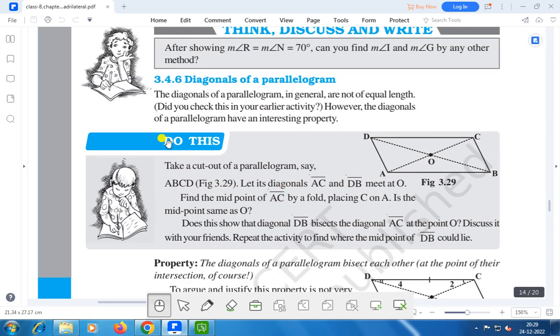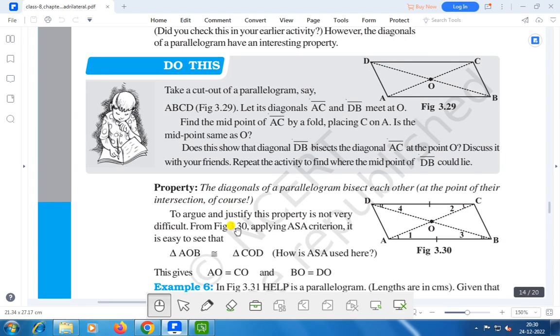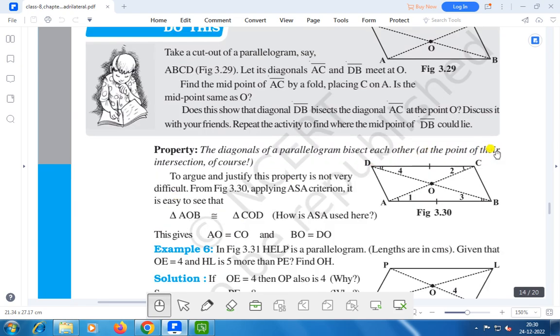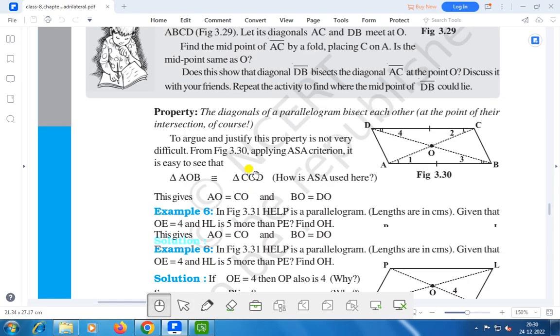Diagonals of a parallelogram. The diagonals of a parallelogram in general are not of equal length. Did you check this in your earlier activity? However, the diagonals of a parallelogram have an interesting property. What is that? The diagonals of a parallelogram bisect each other at the point of their intersection. That means OA is equal to OC and OD is equal to OB.